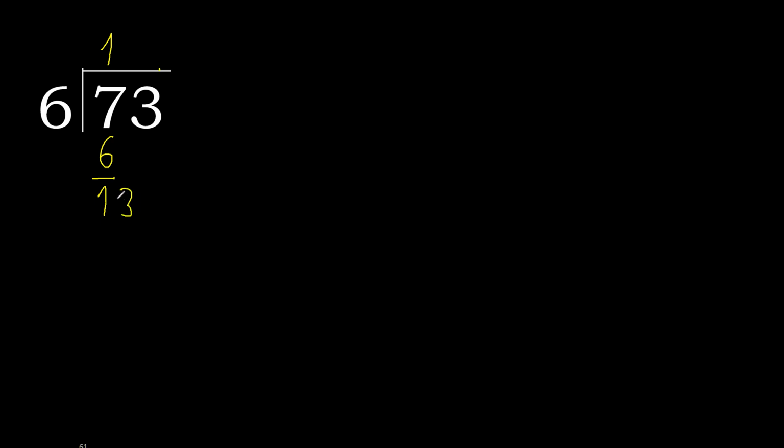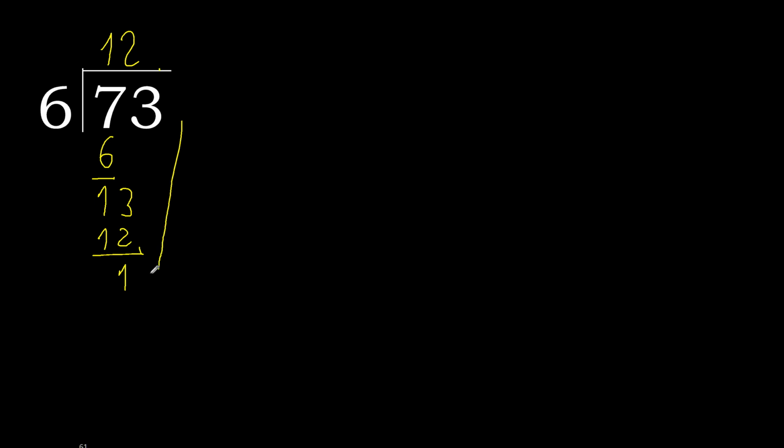Next, 13. 6 multiplied by 3 is 18, which is greater. 6 multiplied by 1 is 6. 6 multiplied by 3, 18 is greater. 6 multiplied by 2 is 12. Okay, 13 minus 12 is 1.